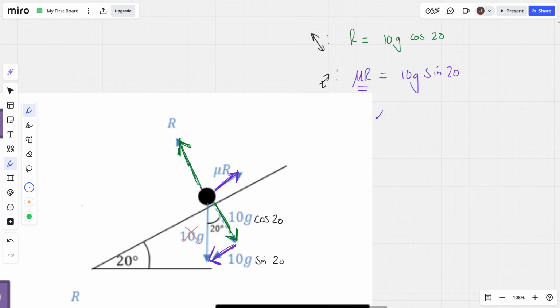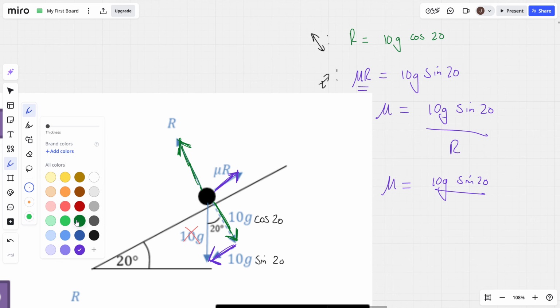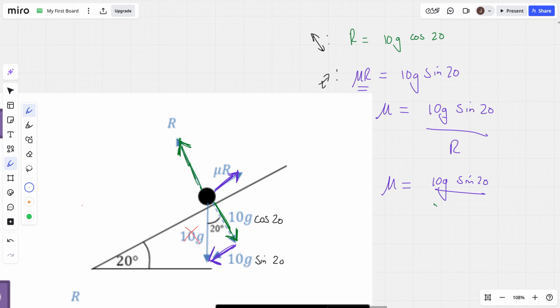Well, there's a few ways you can do this. You could rearrange first. You could say mu equals 10g sin 20, that's a number, divided by R. And then we could notice that that's 10g sin 20 over, what was it? R is 10g cos 20. So notice that the answer ends up being tan 20, which is a number equal to 0.36. Okay, so that's how you could do part A.